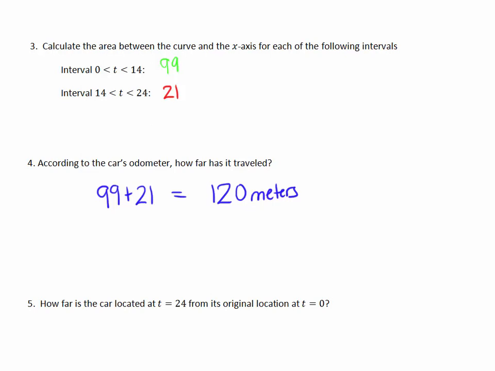Problem 5 says, how far is the car located at time equals 24 from its original location at time equals 0? So it went, as we discussed, 99 units in one direction, and then it came to a stop and turned around or went into reverse. We don't know for sure. But it started going the other direction, back the way it had come, 21 units. So we're going to do 99 minus 21, which gives us 78 meters from wherever it had originally started. By time equals 24, it is now 78 meters away.